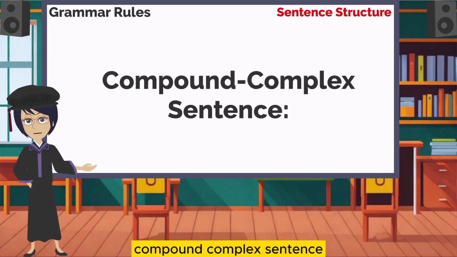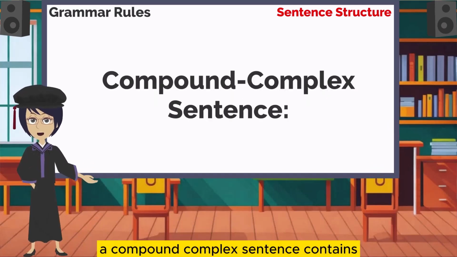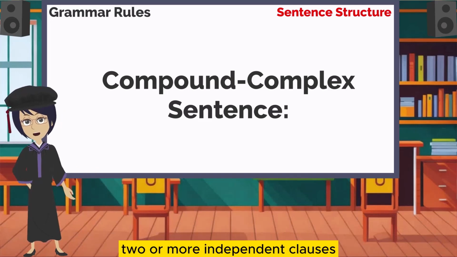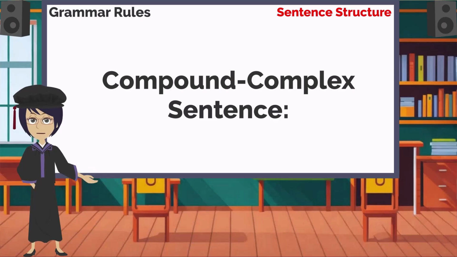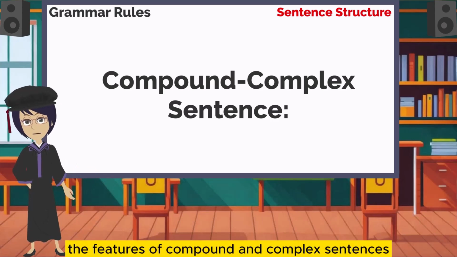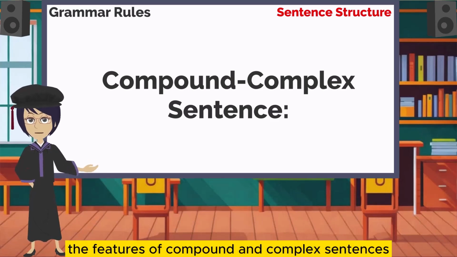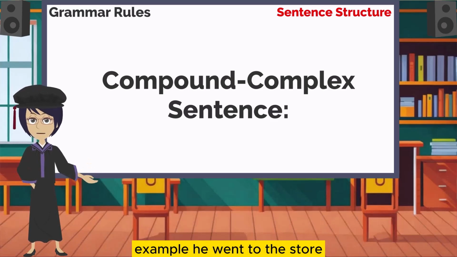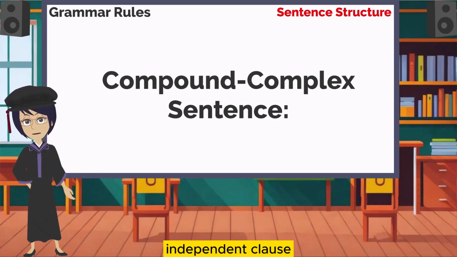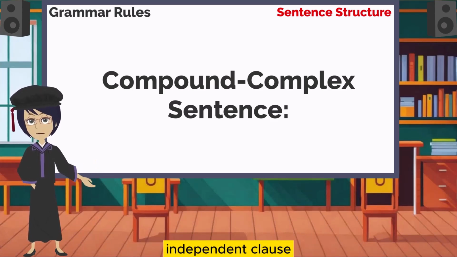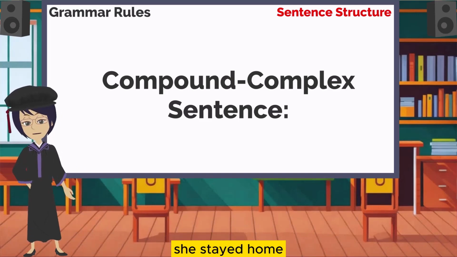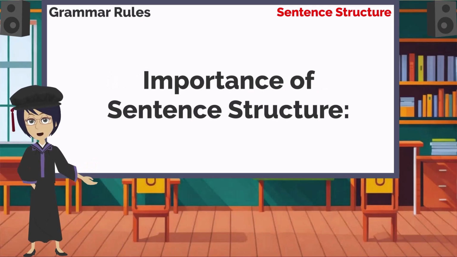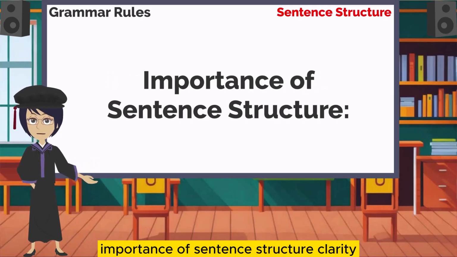Compound complex sentence. A compound complex sentence contains two or more independent clauses and at least one dependent clause. It combines the features of compound and complex sentences. Example: he went to the store (independent clause), and bought groceries (independent clause), while (subordinating conjunction) she stayed home (dependent clause).